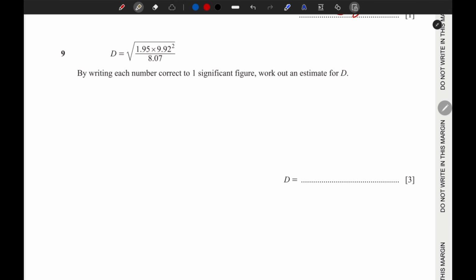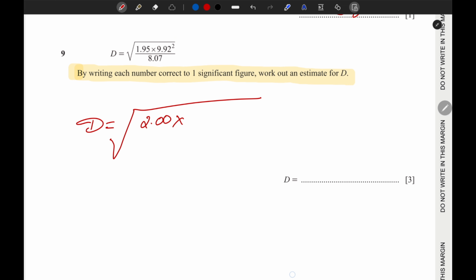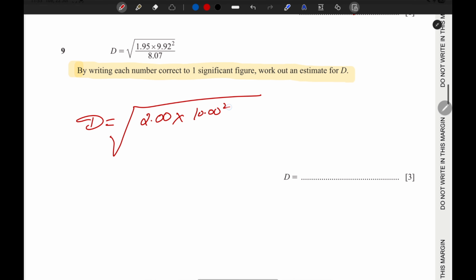Okay. Question 9th. By writing each number correct to one significant figure, work out an estimate of D. So over here, this is the D that they have given you. So we have to first convert this to one significant figure. See, D equals the square root of 1.95, to one significant figure, this will be written as 2.00, times 9.92, you can write as 10.00 square, upon 8.07, which is 8.00. So this is the square root of 2 into 10 square, which is 100, upon 8.